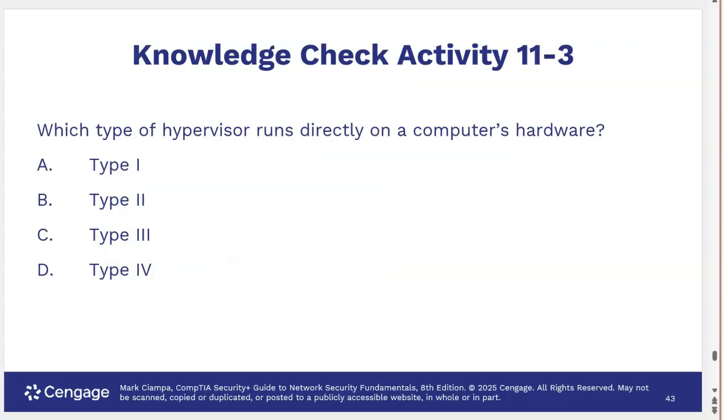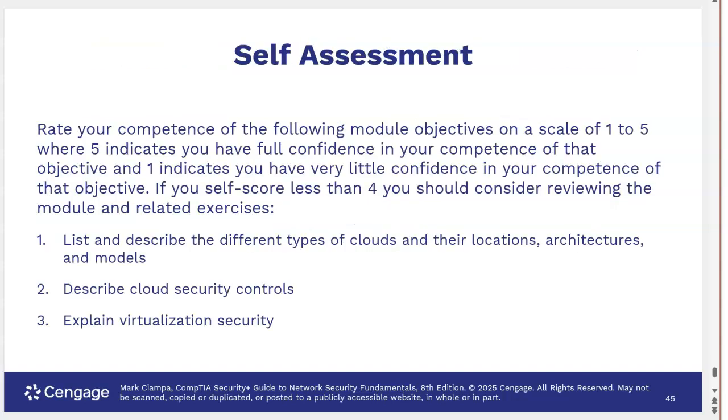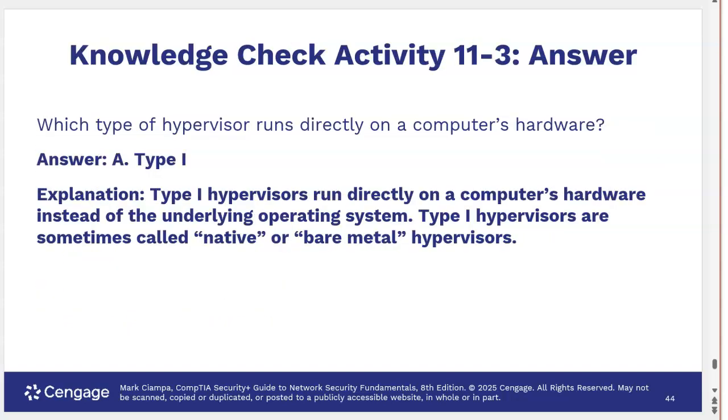What runs directly on a computer's hardware? Oh, you said type 2? Exactly right. Type 1 goes on the hardware. Type 2 runs on the operating system. I don't know what type 3 and 4 are. I don't even know they exist. Type 1 is the one we use in production. Type 2 is what we use for training and when we're doing virtualization on our desktops.